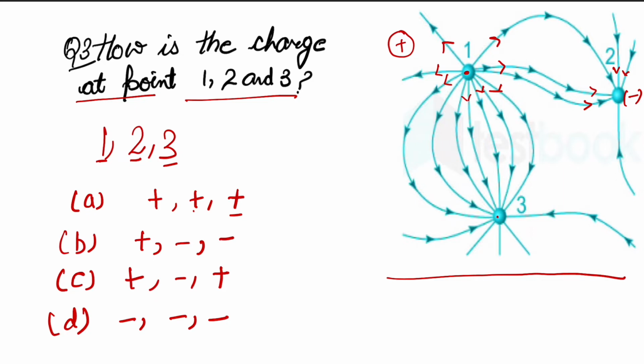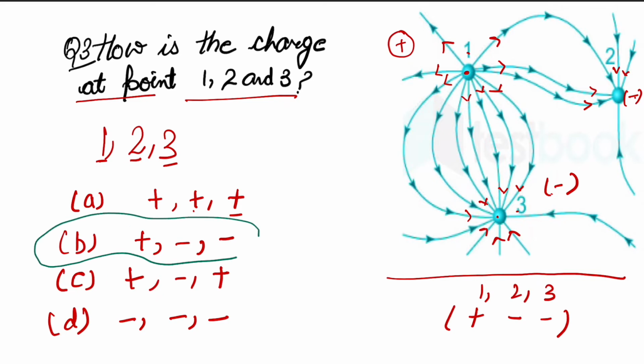And for the third charge, again electric field lines are coming inward. It means the third charge is again a negative charge. So if I write 1, 2, 3: for 1 I have positive, for 2 I have negative, and for 3 I again have negative. So which option is correct? Option B is correct.